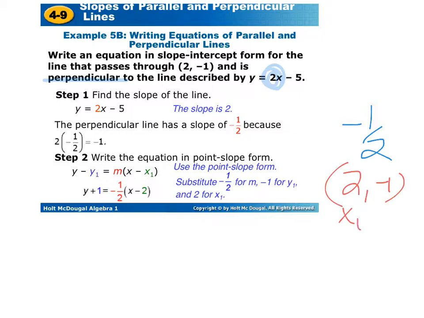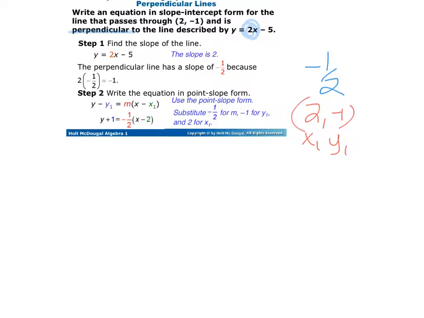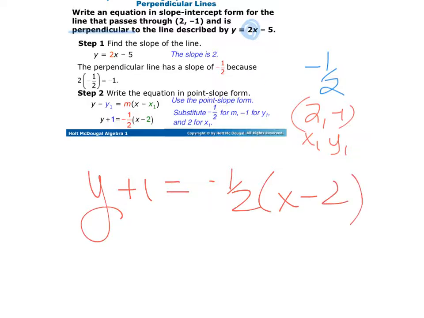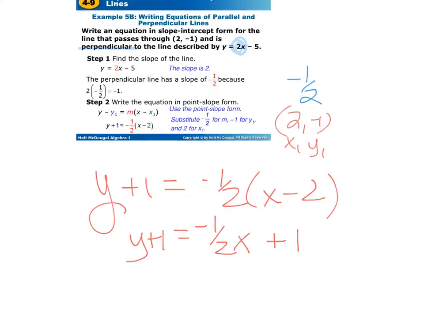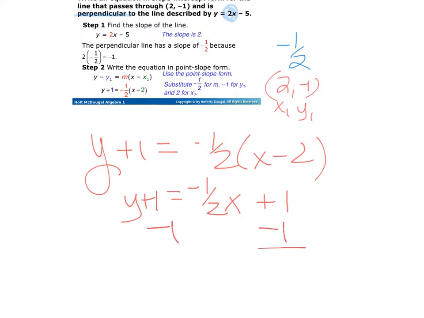And then do the same thing you've been doing with the homework. So y plus 1 equals negative 1/2, x minus 2. They want slope-intercept, so you distribute. And then move the 1 over. And actually, it just becomes y equals negative 1/2 x. Good so far?